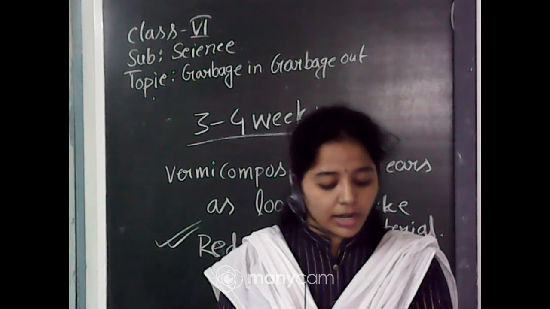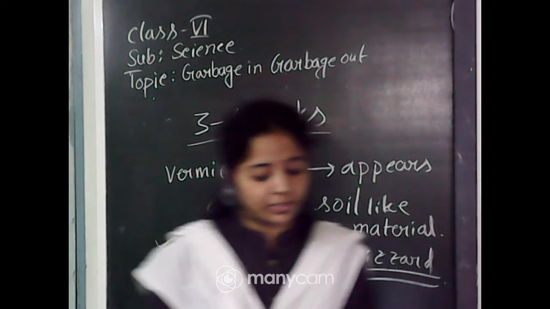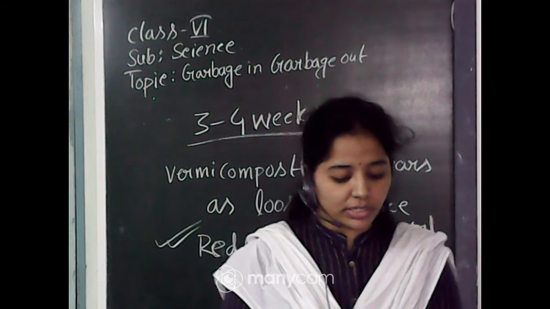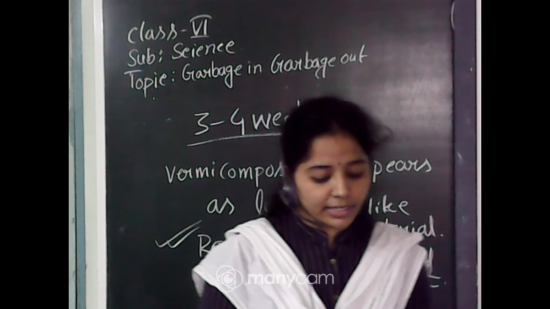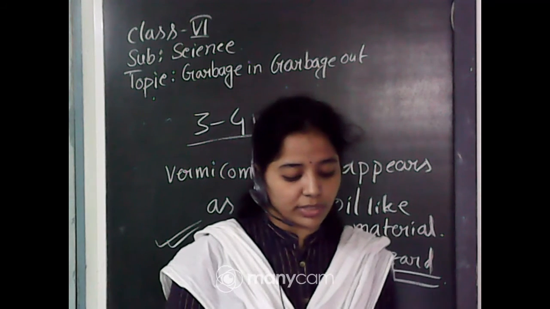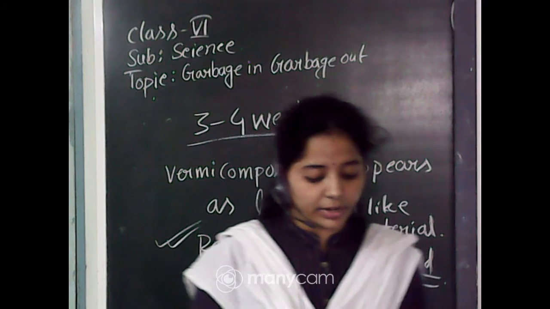Now I have already discussed one thing, that redworms do not have teeth and they have a structure called gizzard which helps them in grinding food, and powdered egg shells and sea shells can also be mixed with the waste, and that would help the redworms in grinding their food.